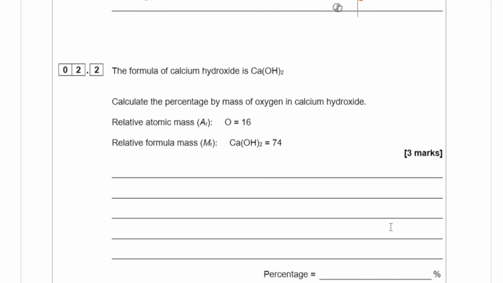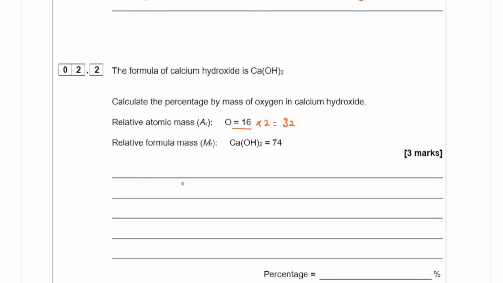The formula of calcium hydroxide is Ca(OH)2. Calculate the percentage by mass of oxygen in calcium hydroxide. They have given you the oxygen, but remember there's 2 atoms of oxygen, not just 1 atom, because OH is in brackets. So you need to multiply that by 2 to give you 32.